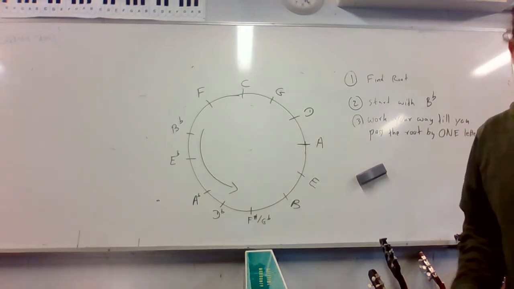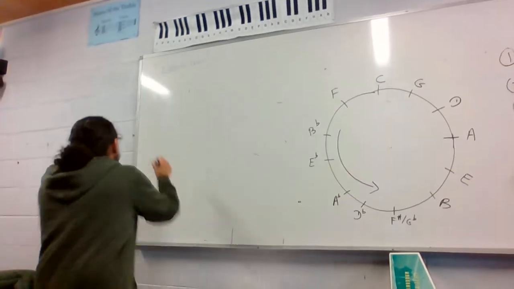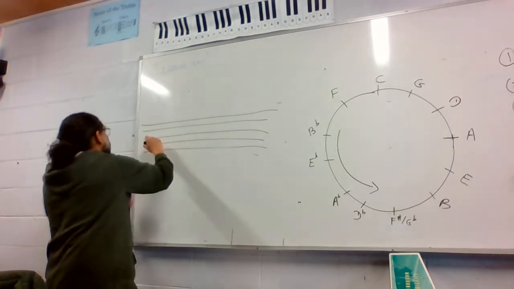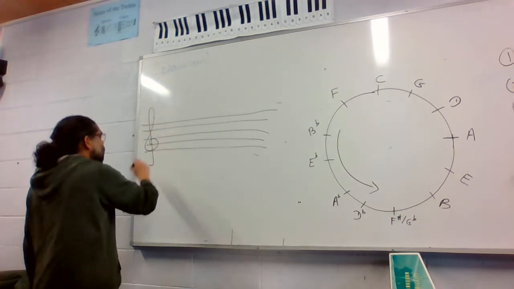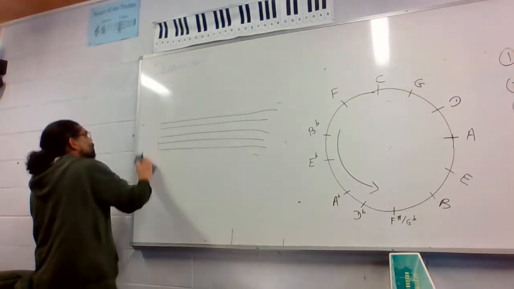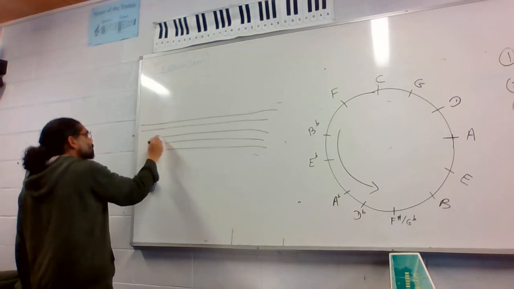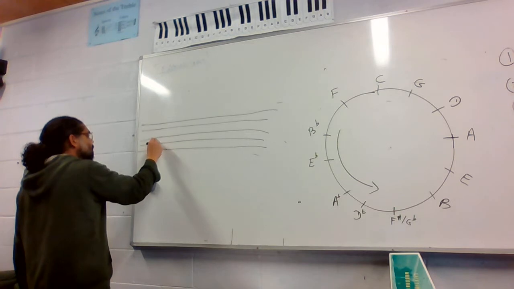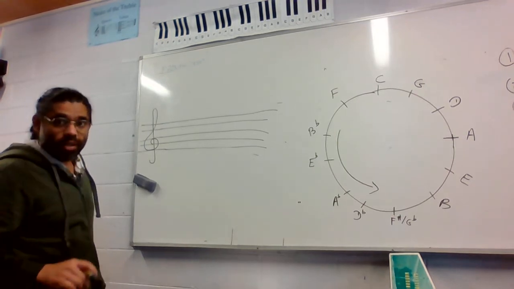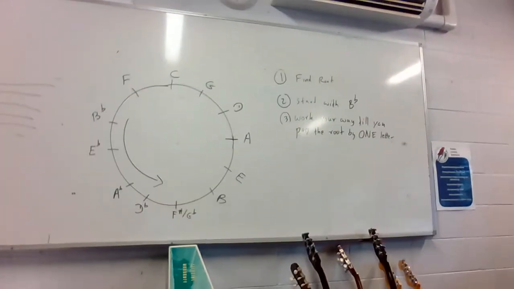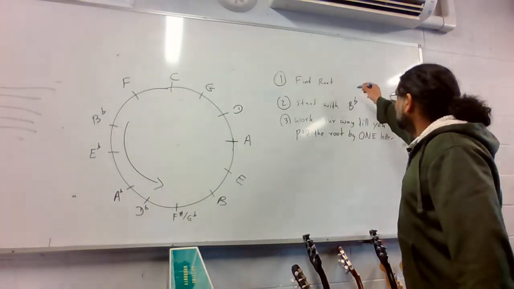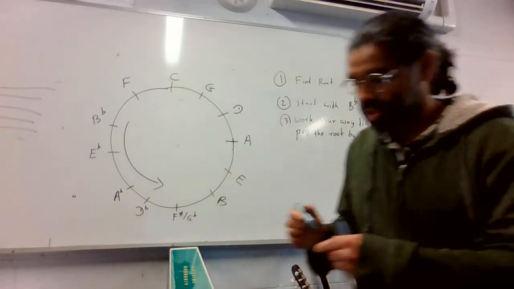Now that's confusing. Let me explain that. Let me just do this. One, two, three, four, five. Let's do a treble clef. Oh, that wasn't very good. Let's try that again. That wasn't very good either. Never mind. So let's say we're doing the key of E flat. So first thing we need to do, find the root. So what's the root? E flat. Okay, so we're starting with E flat.